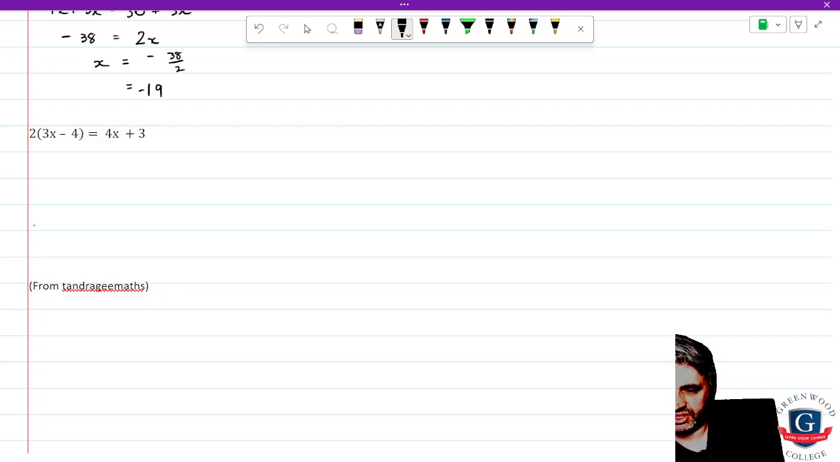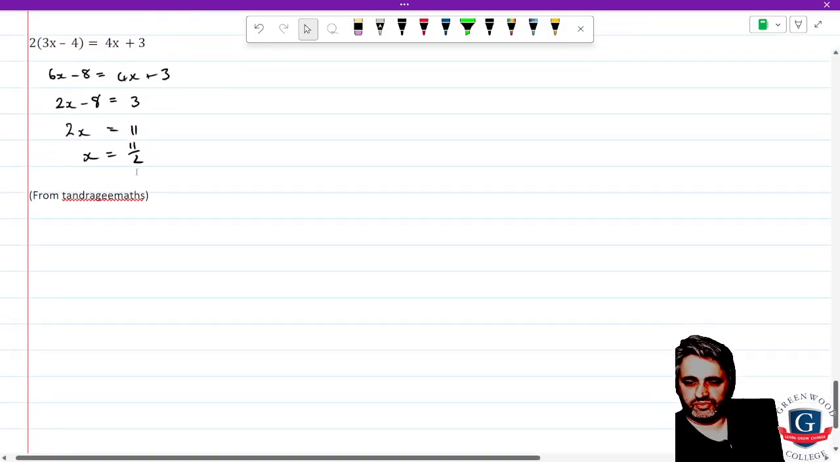Okay, it still doesn't make sense to divide, so I'm going to multiply this one out again. 6x take 8 equals 4x plus 3. Subtract 4x from both sides, 2x take 8 equals 3. Add 8 to both sides, 2x equals 11. Divide both sides by 2, x equals 11 on 2.